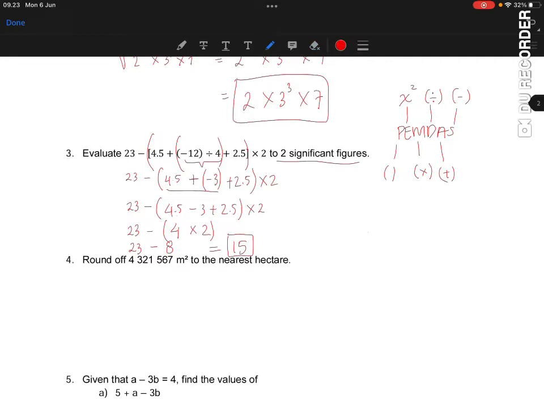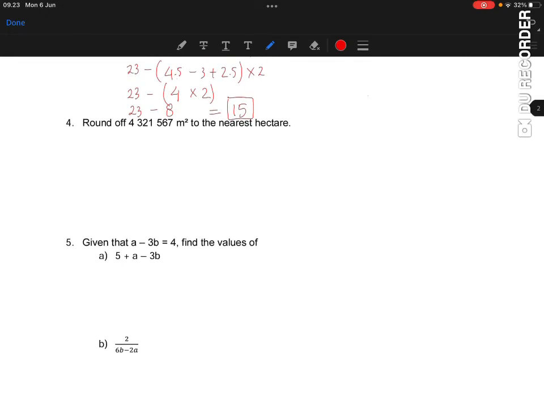Let's move on to number 4. Round off 4,321,567 meters square to the nearest hectare. Look guys, hectare is equals to HM square. If we need to convert it to the hectometer square, it means you have to remember the conversion unit stairs. We have kilometer, hectometer, decameter, meter, decimeter, centimeter, millimeter.